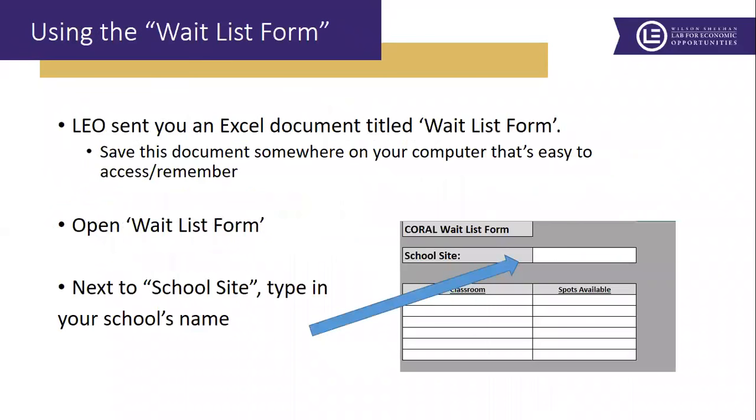So after that's done and you have all of the applications in, the application period has closed, the next part of the process is to send just a couple of pieces of information from each application to Leo so that we can run the lottery and assign places on the wait list. So I will send you an Excel document titled waitlist form. You'll save this document somewhere in your computer that's easy to access. You'll open it and type your school's name in that place.